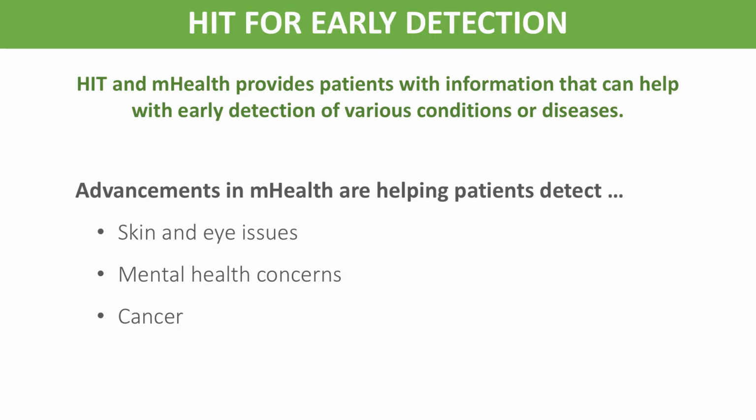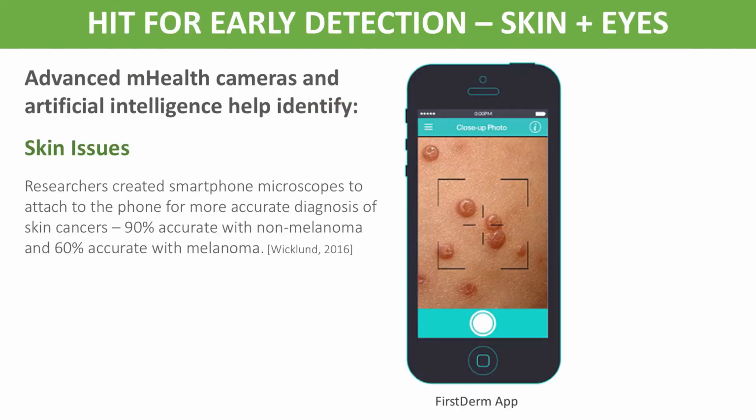But in this lesson, we'll talk about some newer advancements in mHealth and HIT that researchers are exploring to help patients and clinicians better diagnose issues. Although there are many interesting initiatives in HIT diagnosis, we will focus on 3 areas that directly involve the patient: the use of mHealth for detection of skin or eye issues, mental health concerns, and even cancer.